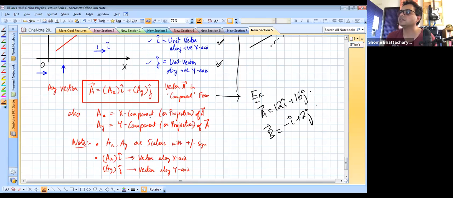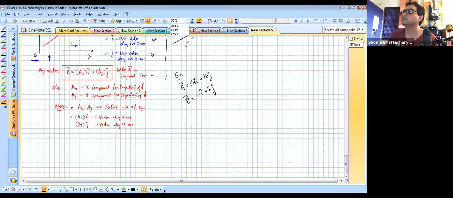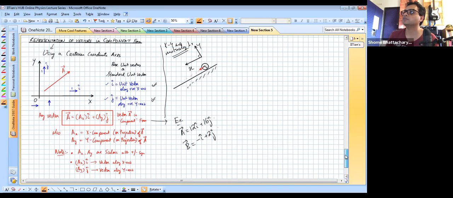So those quantities are called the components of the vector. So Ax is called the x component and Ay is called the y component. So I will just minimize this whole thing now so that you can take a quick look and a note of it if you want.